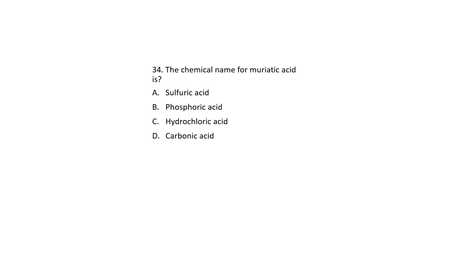The chemical name for muriatic acid is sulfuric acid, phosphoric acid, hydrochloric acid, or carbonic acid. Answer C, hydrochloric acid.